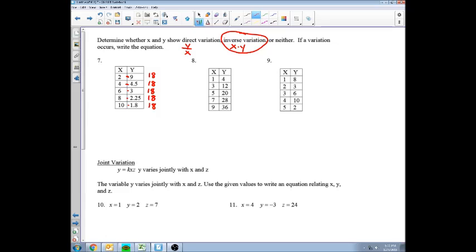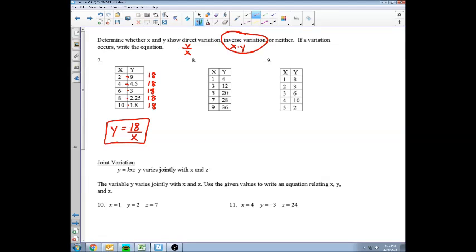Now, it's really easy at this point to write my equation. 18 is going to be my k value. So I'd have y equals 18 over x, because I was using inverse. And there's my equation. So I think it's much easier to check that first one right away. I can just type those straight into my calculator and see if I come up with the same number every single time. If I do, then I know my k value, and I can plug that right into my formula.